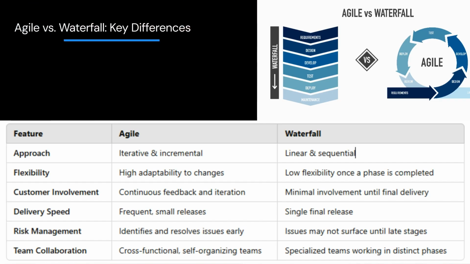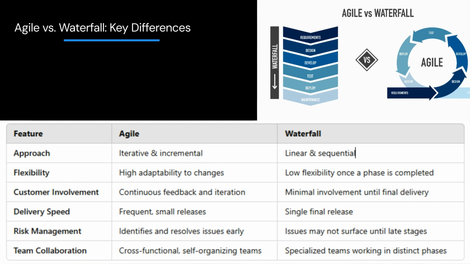Agile versus Waterfall, key differences. Approach: Agile divides projects into small, manageable units, sprints, allowing for continuous improvement, while Waterfall follows a linear path where each phase must be completed before moving on. Flexibility: Agile can adapt to changes even late in the development process, whereas Waterfall is rigid and changes are expensive once a phase is completed.